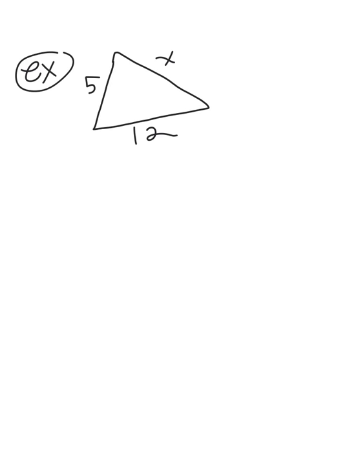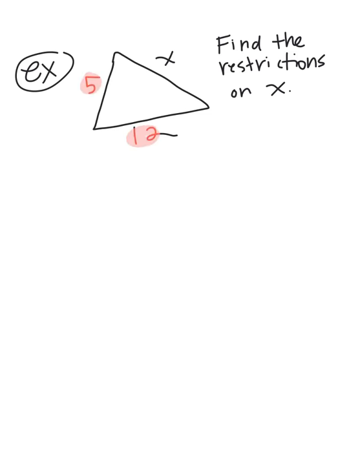All right, so in this example problem, what you would be asked to do is find the restrictions on x. Restrictions just means what are the limits? What are all of the numbers that x can possibly be to make this triangle meet the triangle inequality theorem? So to do that, what we do, like we just did, is we set up all of these scenarios. So one scenario is, here are the two sides, 5 and 12. We would add them up, 5 plus 12, and we know that they must be bigger than the third side, which is x. So that's one scenario.